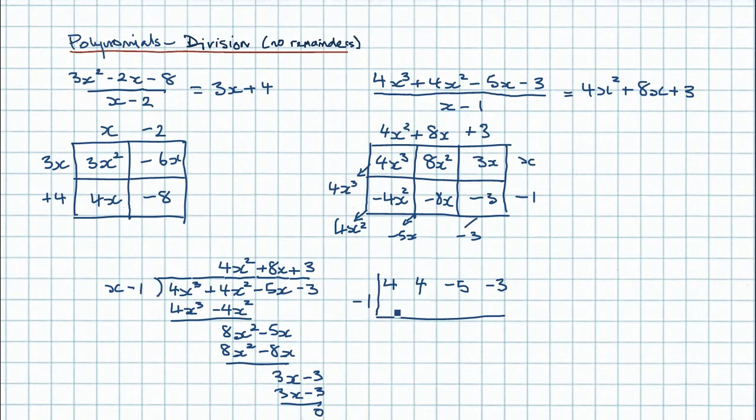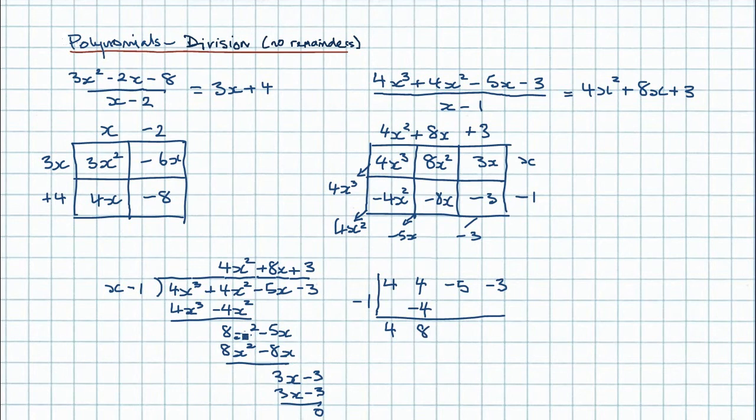Now, to start the process, and it really is an algorithmic process, so it's very difficult to understand how it works, we just bring down this 4. So the 4 comes down here, and we put it underneath. Now what we do is we say minus 1 times 4 is minus 4, and we put minus 4 here. Okay, 4 minus minus 4, so just as in the long division, we're subtracting. So 4 minus minus 4 is 4 plus 4, so we get 8.